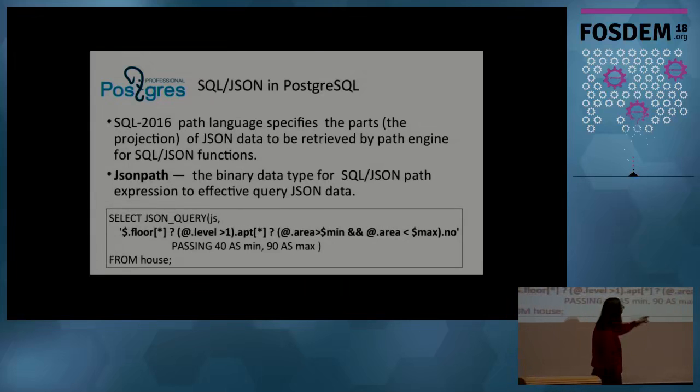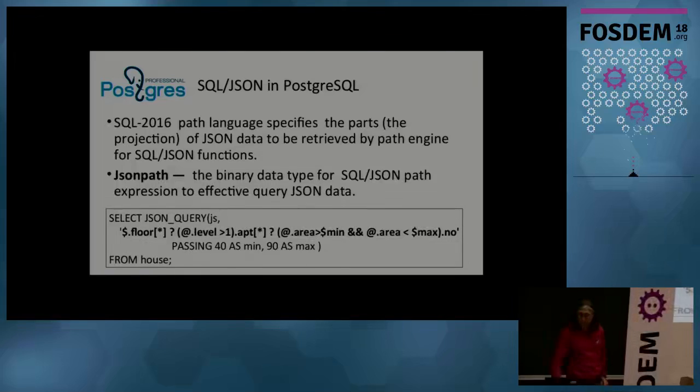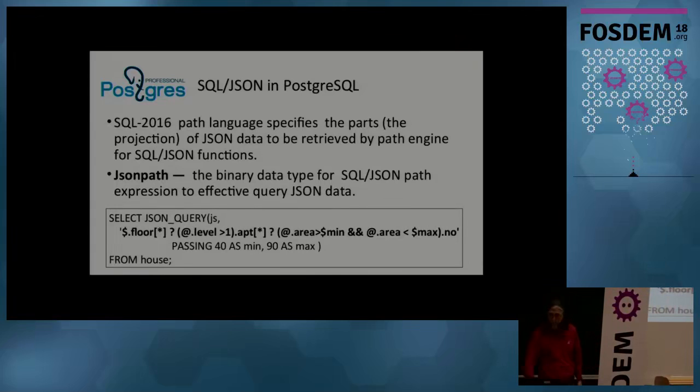And you see that we use some variables, and variables can be passed from the function. So passing 40 as minimum now. Very, very useful, very flexible language. It allows you to manipulate JSON data almost infinitely. You have a lot of freedom.